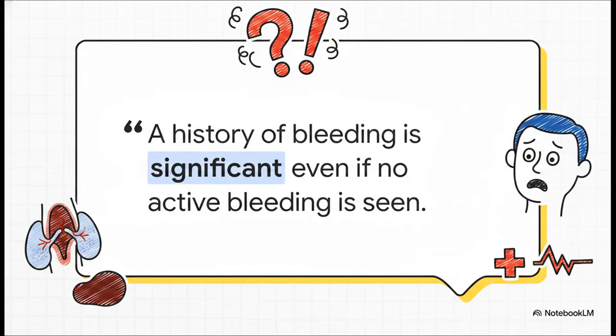As we wrap up this explainer, I want to leave you with one paramount rule from the 2026 guidelines. A history of bleeding is significant even if no active bleeding is seen. Never, ever dismiss a patient's reported history of bleeding at home, even if their throat looks perfectly clear when you examine them in triage. The clot might have been swallowed, or the vessel might have temporarily spasmed shut. Treat their history with the utmost respect.